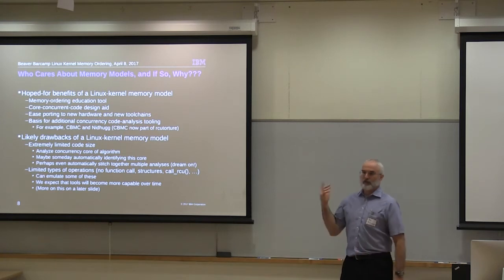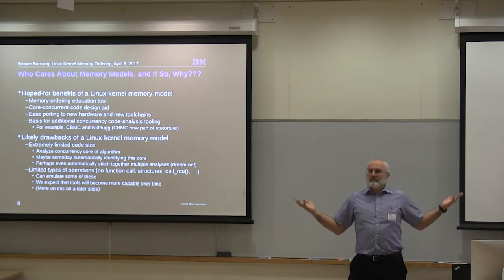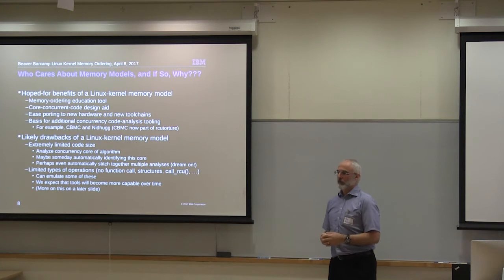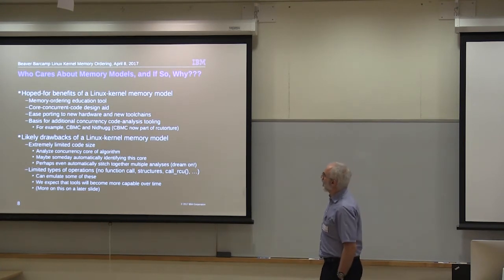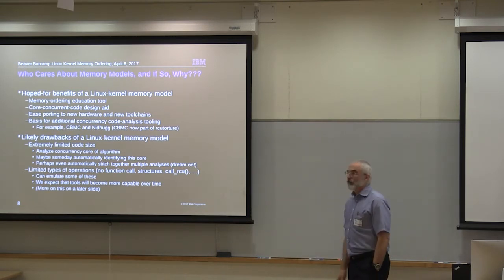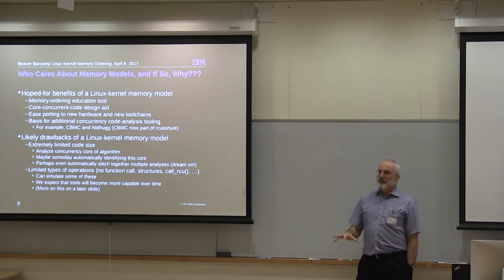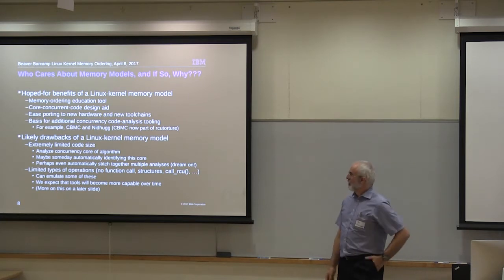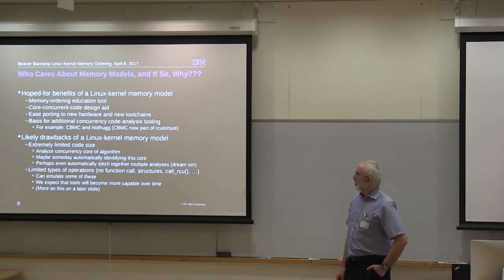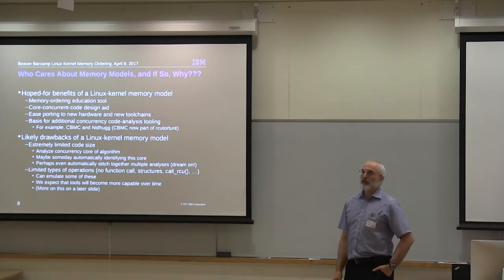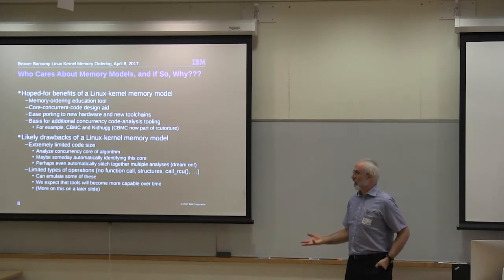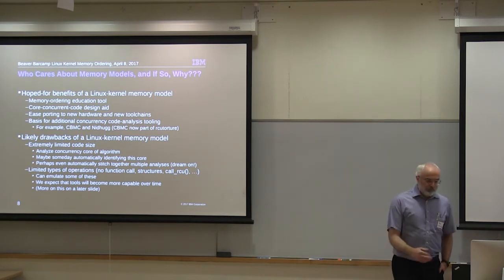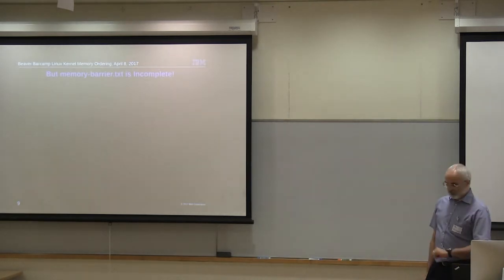On the other hand, if you try dumping the whole kernel through here, nothing useful would happen. It would just use all the CPU and all the memory available and get stuck. So, limited code size, and it also has limited types of operations. We've got a reasonable set at this point, and some of the ones we don't have, for example, we don't have locks yet, we're working on that, but we have an atomic exchange operation with which you can build a locking primitive. All right, so that's kind of what we're trying to do.